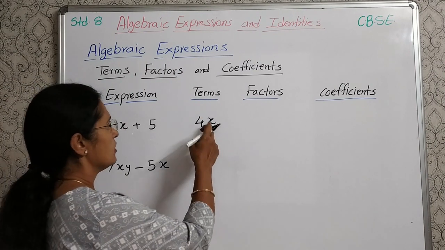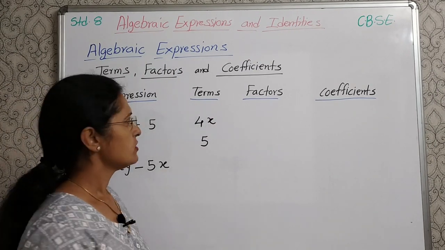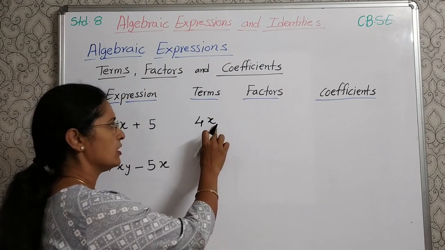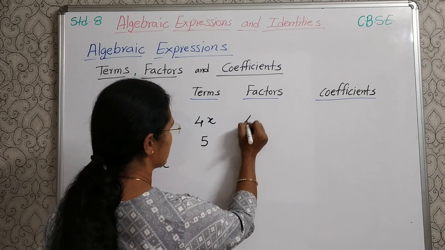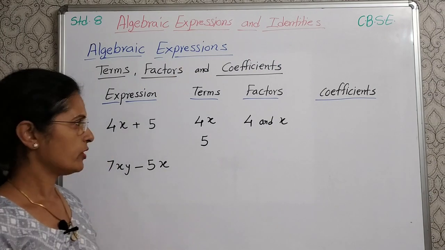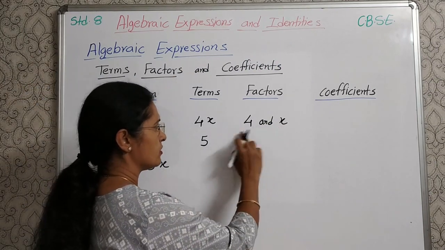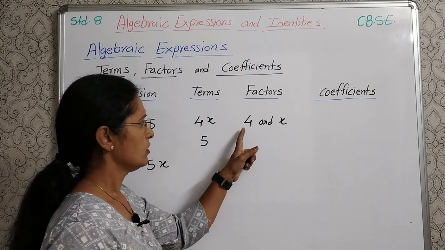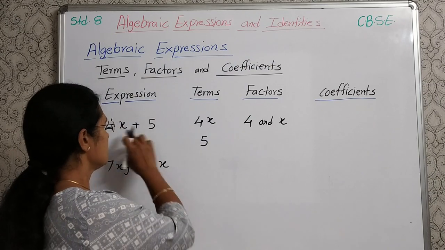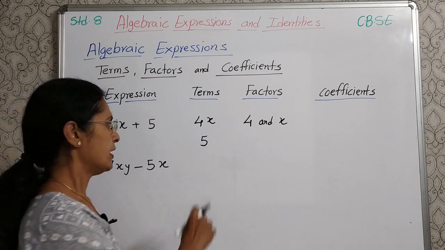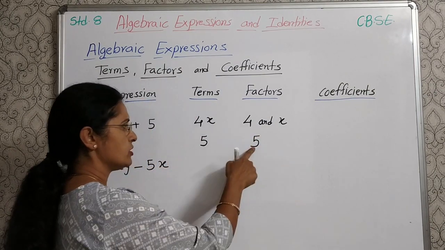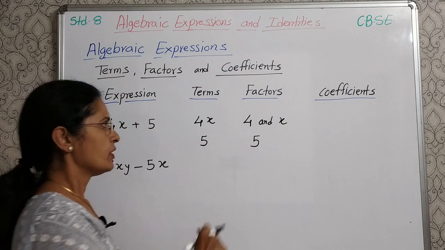Now what are factors? Every term is a product of its factors. So here 4x is a product of 4 and x. So 4 and x are the factors of this term 4x. 4 multiplied by x will get 4x. Therefore the factors of this term are 4 and x. Now the next term of this expression is 5 and 5 has only one factor, that is 5.